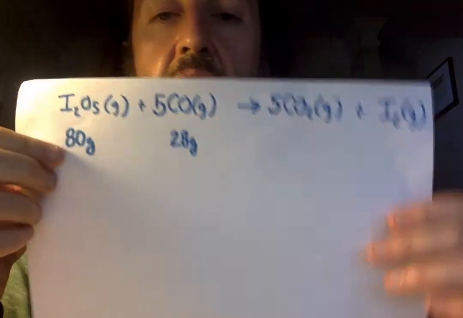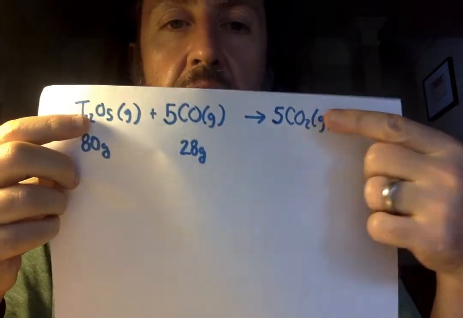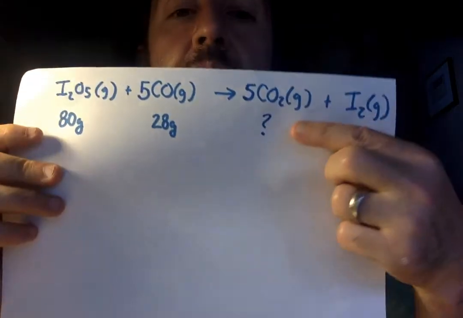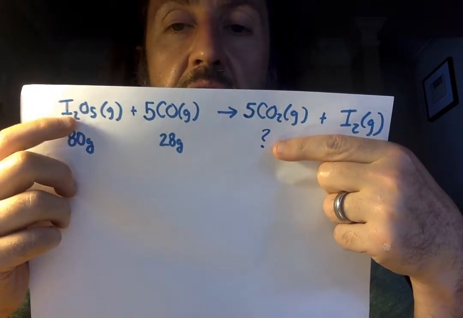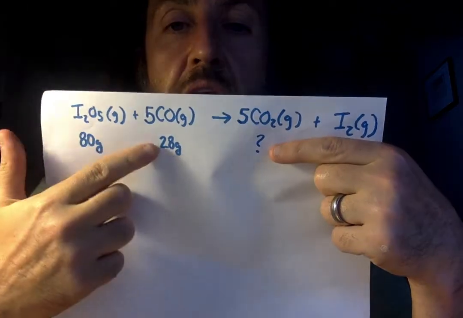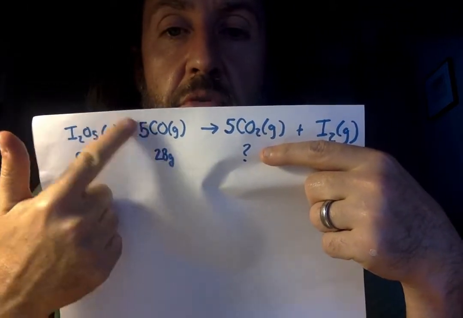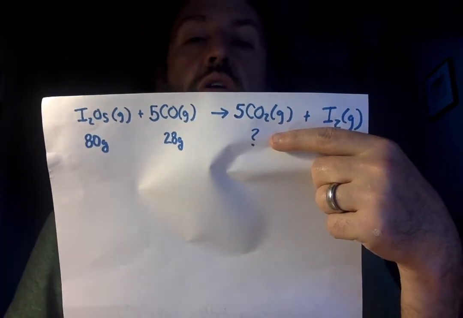Now, the next thing that I need to figure out is how much of the product, and we can pick either product. I don't care. I'm going to do carbon dioxide. You could use iodine. If you're just trying to figure out the limiting reactant, it doesn't matter which product you pick as long as you pick the same product for both reactants. So how much carbon dioxide can I get from 80 grams of this iodine 5 oxide? And then how much carbon dioxide can I get from the 28 grams of the carbon monoxide?